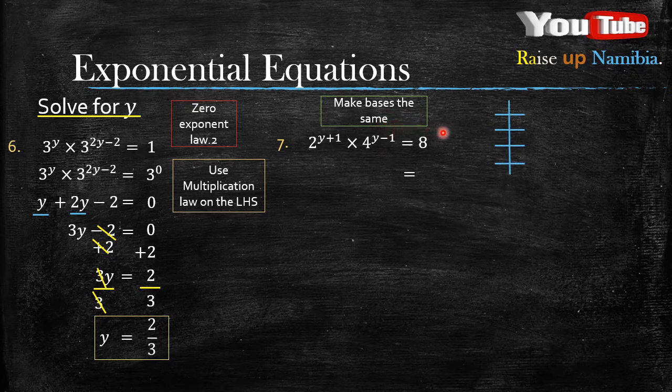Okay? So let's start with the largest base. Which one is the largest base? 8 is the largest base. So when we divide 8 by 2, we get 4. When we divide 4 by 2, we get 2. 2 divided by 2 gives us 1, which means 2 times 2 times 2 equals 8. In exponential form, it will look like this. So we replace our 8 with this. Okay?